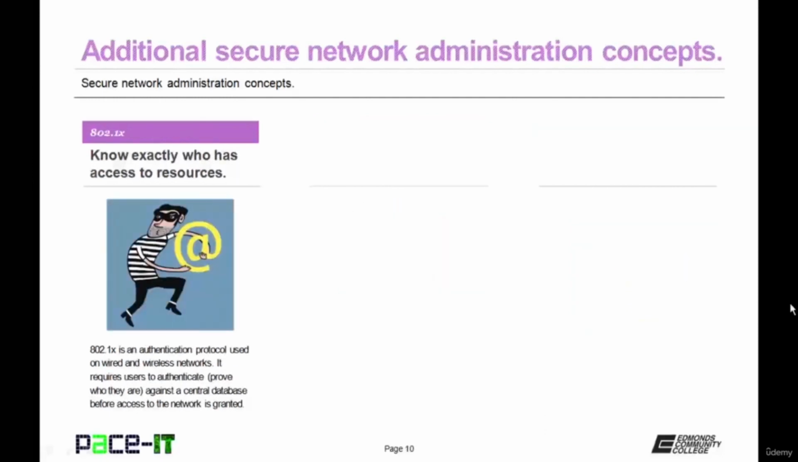If possible, you should implement 802.1x. This helps you to know exactly who has access to your networks. 802.1x is an authentication protocol used on wired and wireless networks. It requires users to authenticate, that is, prove who they are, against a central database before access to the network is granted. 802.1x is a good way to keep your network safe from nefarious users.